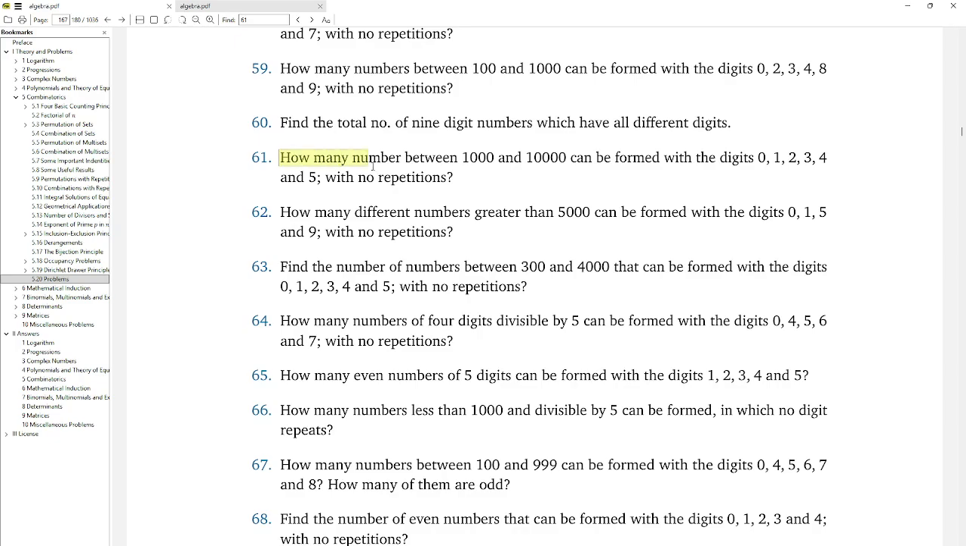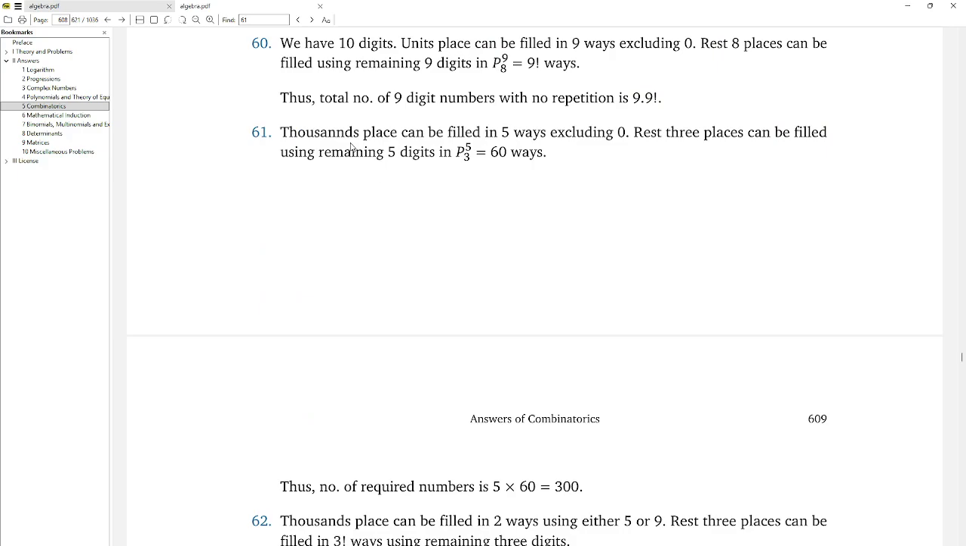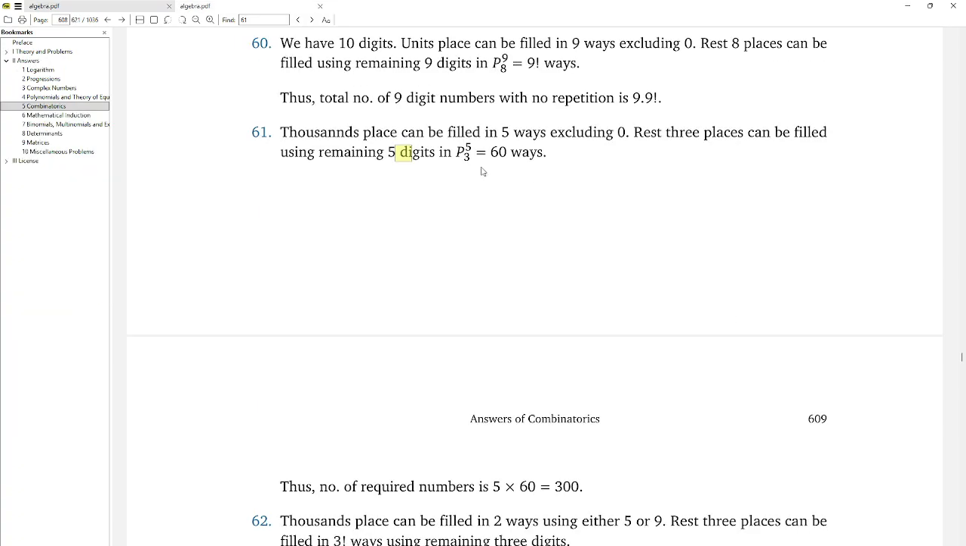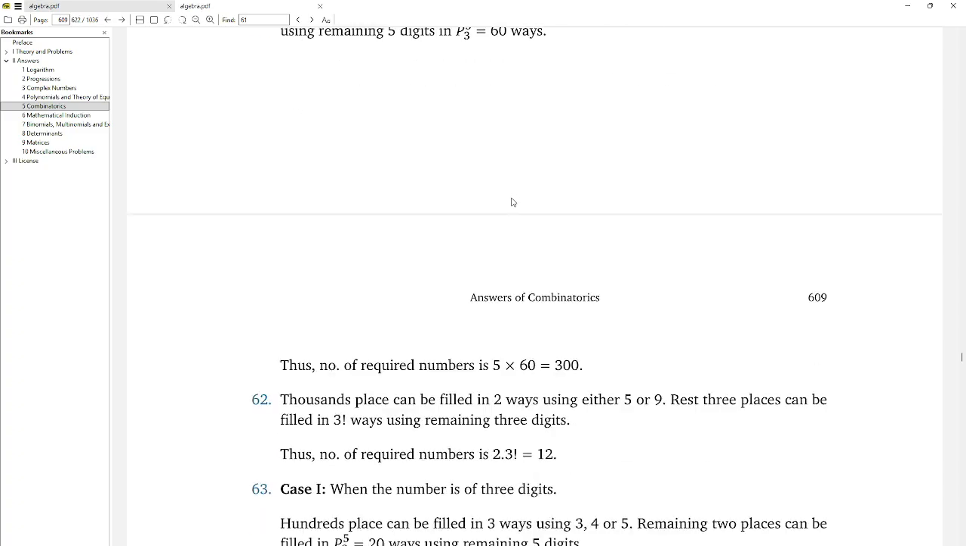Question 61 says that how many numbers between 1000 and 10,000 can be formed with the digits 0, 1, 2, 3, 4 and 5 with no repetitions. So thousands place can be filled in 5 ways excluding 0. Rest 3 places can be filled in 5P3 ways because there are 5 digits and 3 positions. Remember that before 10,000 there will be 9,999. So 1000 to 9999 is what we have to fill. So 60 ways. So total number of ways is 60 into 5, 300.